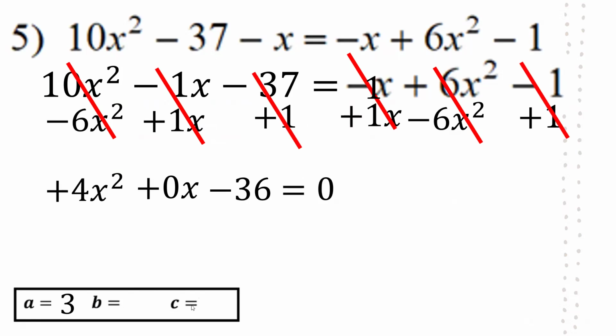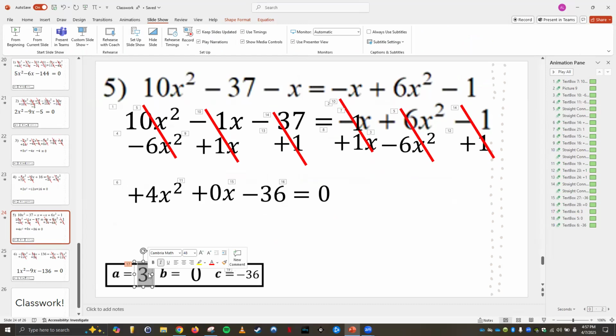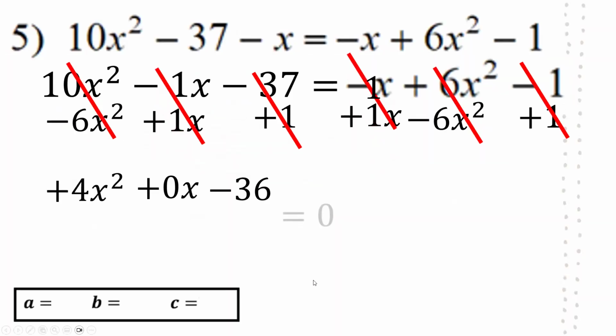So A is 4. Uh-oh. B, that should be a 4. B is 0, and C is negative 36. Okay? I got to fix that before I forget, because I know I'm going to forget. Fix it live, just so they don't get a strike. All right, there's that one.